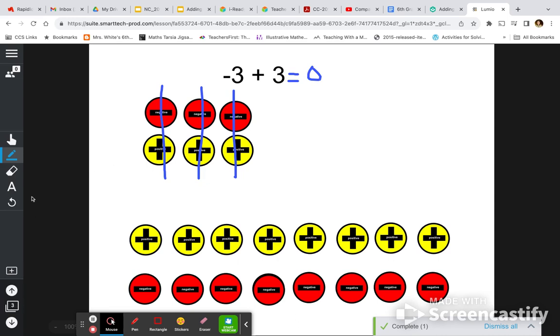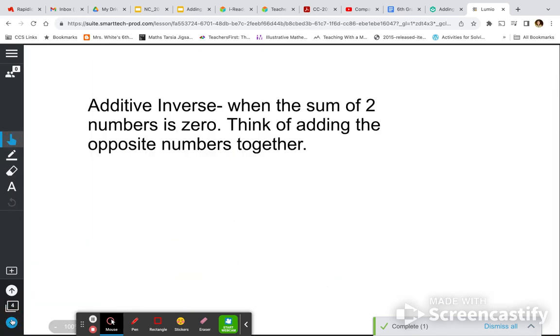Now, when this happens, that's called additive inverse. The word sum means to add. So when I have two numbers and I add them together, and my sum is equal to 0, that means I have added the additive inverse. We just did 3 and -3. I could have 5 and -5, 2 and -2, or 100 and -100. When I combine those two together, I am going to have 0. Again, think of adding the opposite numbers together.